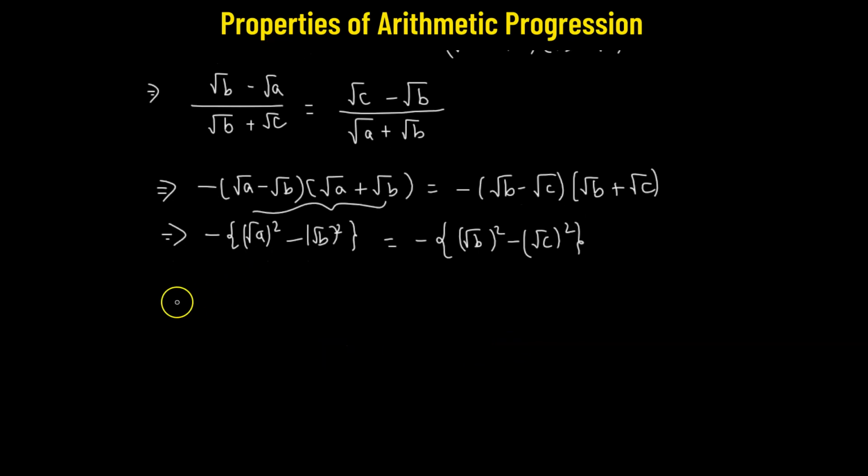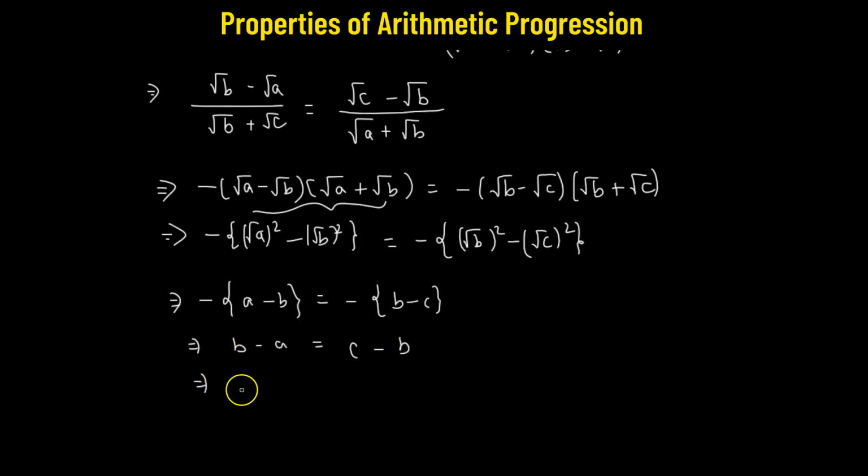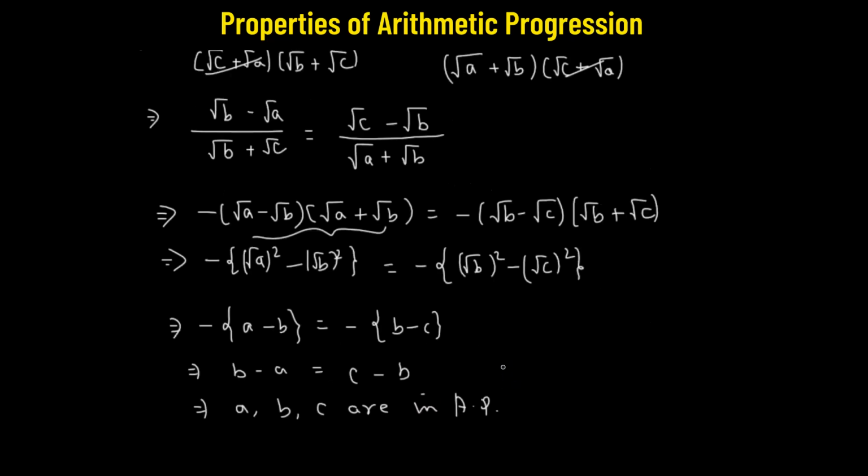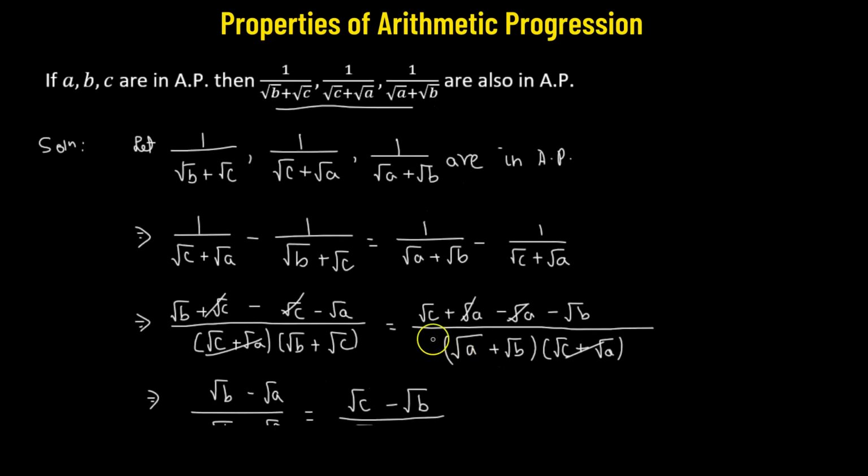Further simplification is going to give us negative of, so square root of a whole squared, that's simply a, so we have a minus b equals negative times b minus c, or we have b minus a equals c minus b, or simply put we can say that a, b and c, these three numbers are in arithmetic progression. So hence we have successfully shown that when a, b, c are in AP, these three numbers are also in arithmetic progression. Let's move on to the next problem.